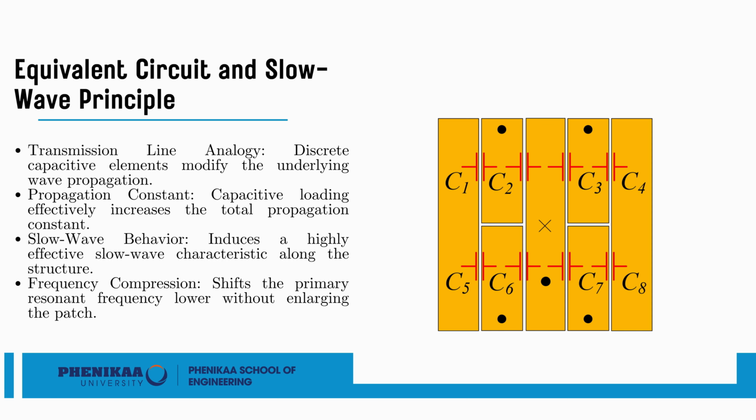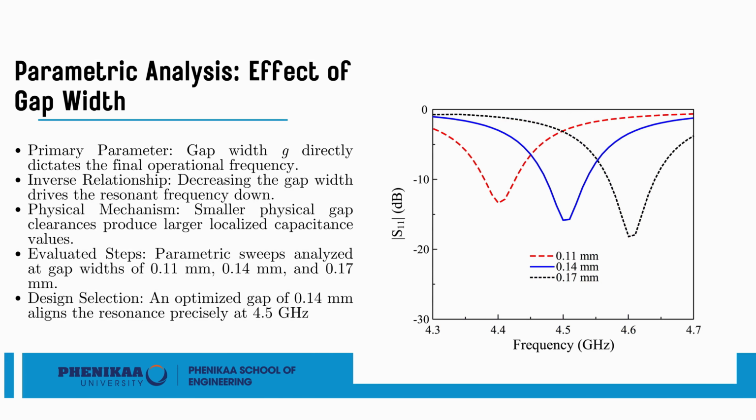Because this slow-wave effect is governed entirely by this capacitive network, the width of the etched gap becomes our primary tuning mechanism. The parametric sensitivity analysis proves that the longitudinal gap width G is the most critical parameter for tuning the antenna. When the gap width is reduced from 0.17 mm down to 0.11 mm, the simulated reflection coefficient dip shifts linearly toward lower frequency bands. This occurs because narrowing the physical spacing directly increases the localized capacitance across the junctions.